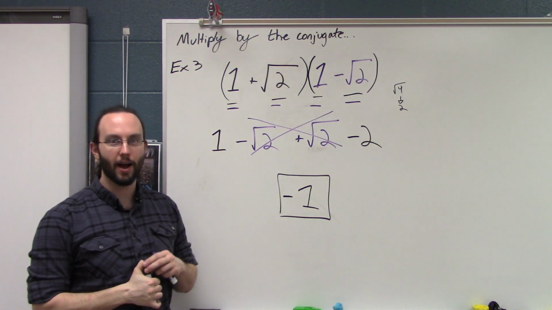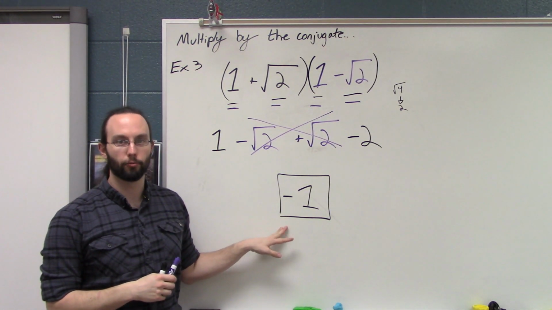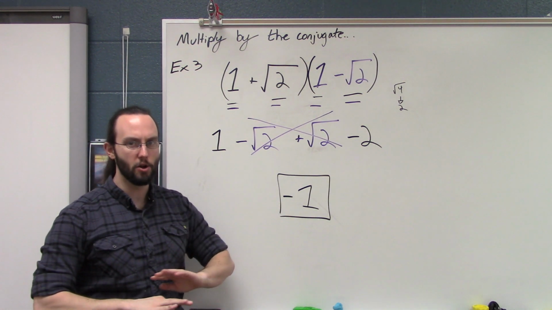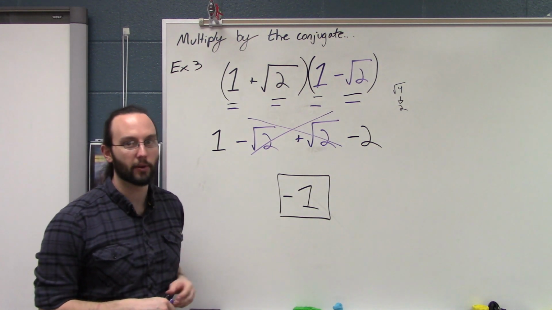So when you multiply two conjugates together, it helps you get rid of radical terms. Note that this is just a whole number, negative 1. No radicals, nothing crazy. That's what conjugates are good for.